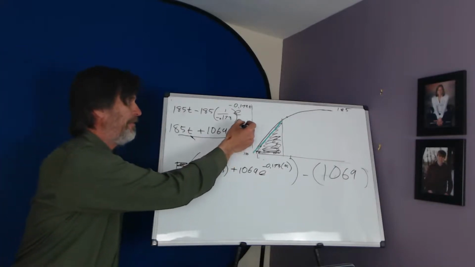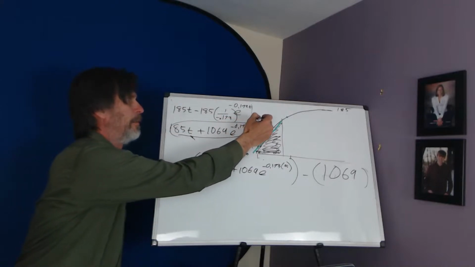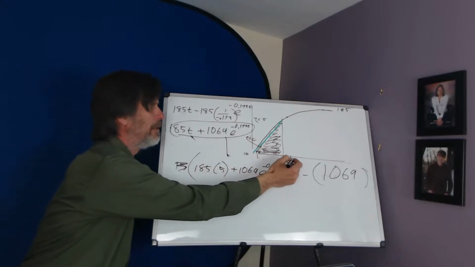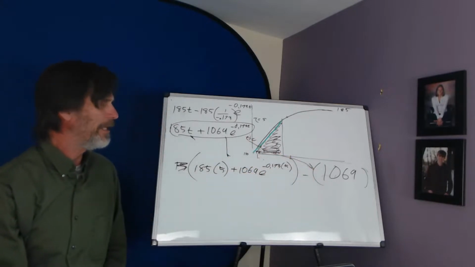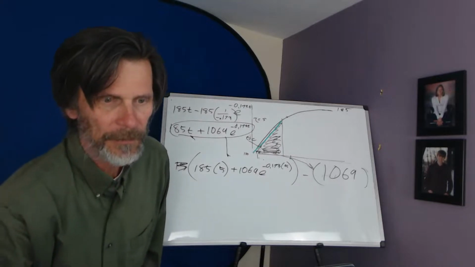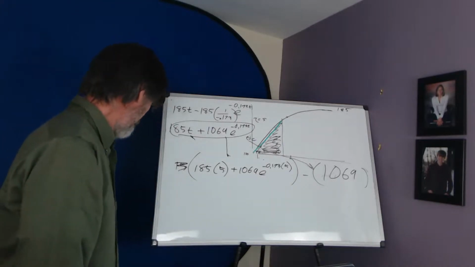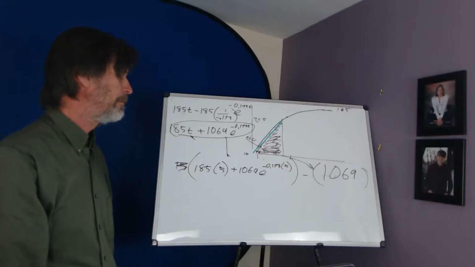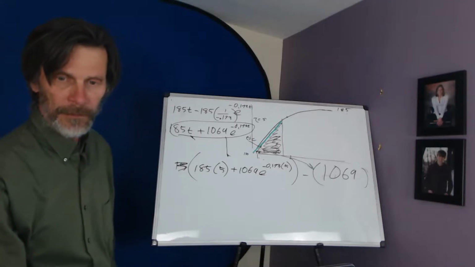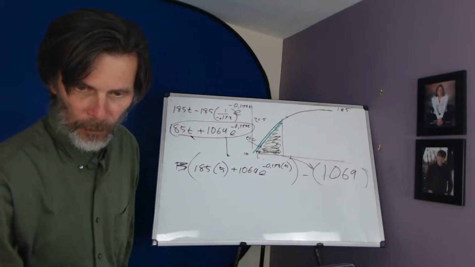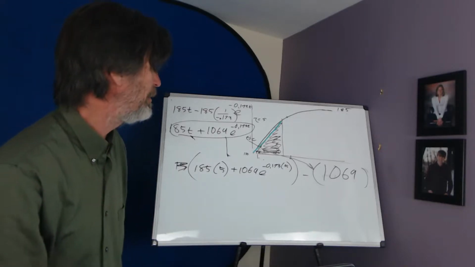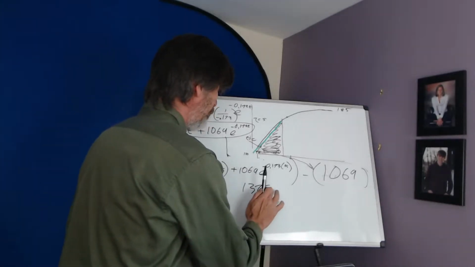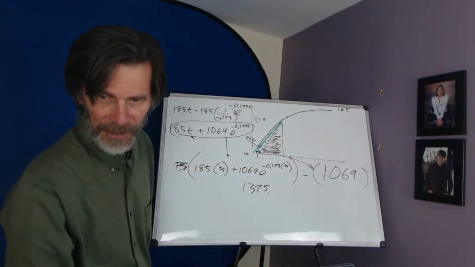Here's our antiderivative. Plug in t equals 5. Plug in t equals 0. What do we get when we plug in t equals 5? $1375.26. Yeah, let's keep it right there, huh? Since the other one is to the nearest whole.